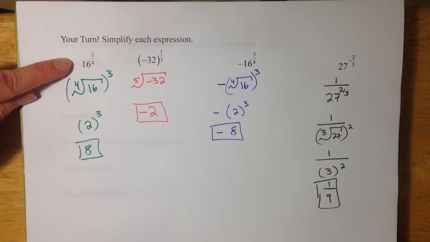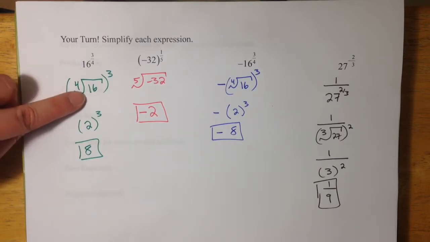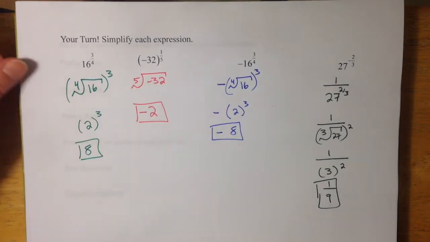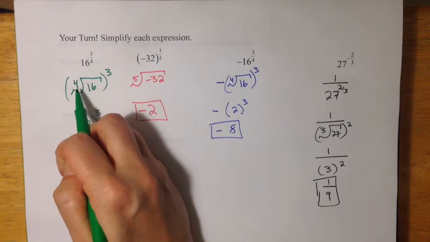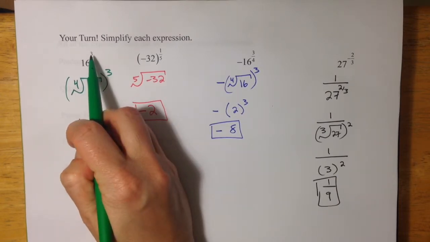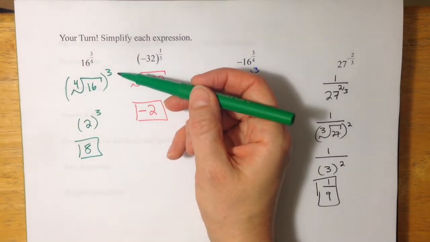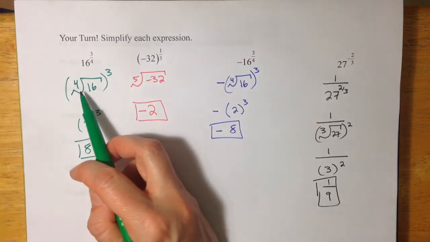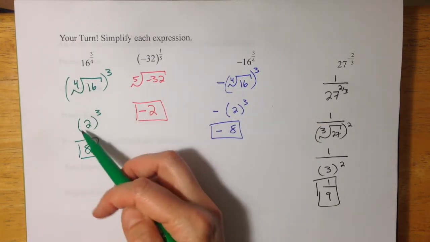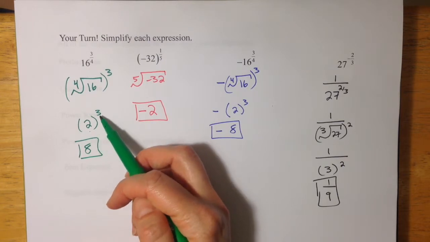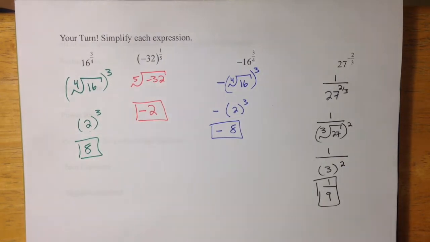Starting with 16 to the 3/4. So 16 to the 3/4 is the same as the 4th root of 16 cubed. Notice again that the denominator of the fraction became the type of radical, and the numerator became the power that we're taking everything to. Now I can use the order of operations to simplify. The 4th root of 16 is 2, and 2 to the 3rd power is 8.